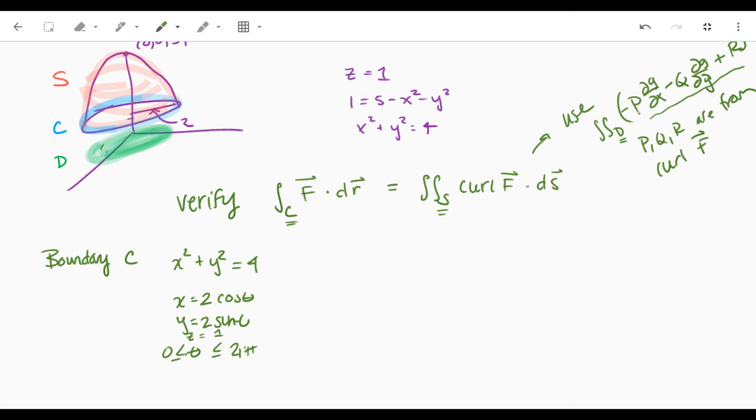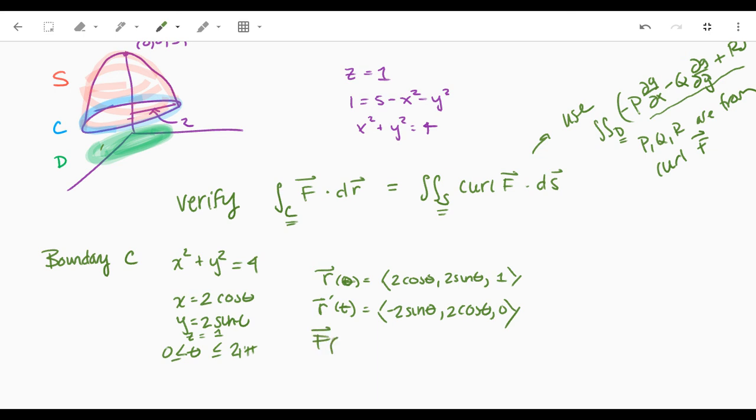So then your r of t would be 2 cosine theta, 2 sine theta, 1. R prime of t would be negative 2 sine theta, 2 cosine theta. You know what? I said t. I might as well just do theta. Okay. So that's your dr, okay?